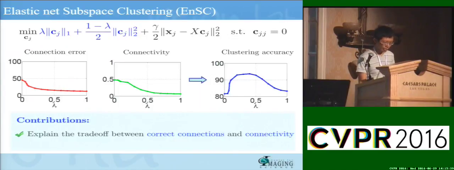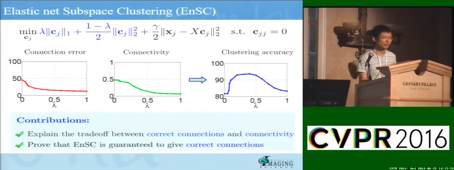And up until now, I've demonstrated this trade-off effect using an example, but later on, I'm going to illustrate this trade-off effect analytically using the geometric structure of the solution. And moreover, we are also going to demonstrate that this method is still guaranteed to give correct connections under broad conditions.